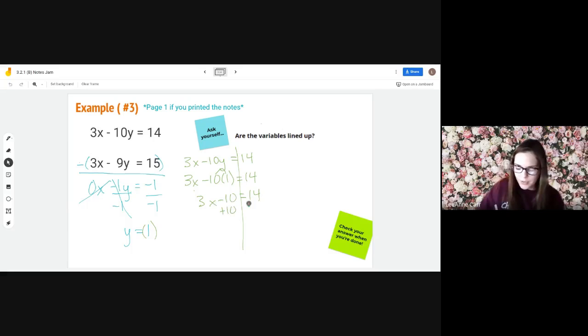Add 10 on both sides to get rid of that third wheel. And we get 3x equals 24. Finally, we're going to divide by 3 on both sides to give us our answer of x equals 8. So for our ordered pair, remember it goes x comma y. My final answer here would be 8 comma 1.